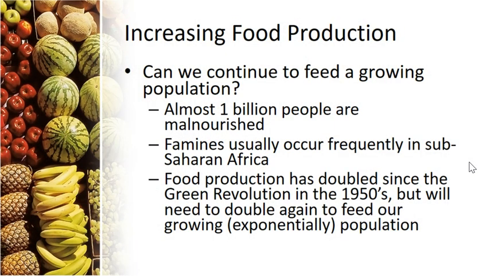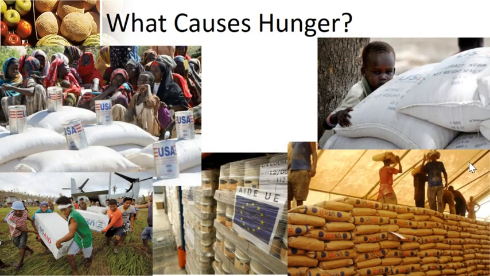And so our real question is, can we continue to feed a growing population? Almost 1 billion people today are malnourished, and we'll be talking about this more later. There are famines all over the world, but they occur really frequently in sub-Saharan Africa. And while food production has doubled since the 1950s, we're going to have to double that production again to feed our population, which is still growing exponentially, right? So the real questions that we need to ask are, number one, how are we going to produce more food? But number two, what are the root causes of hunger?